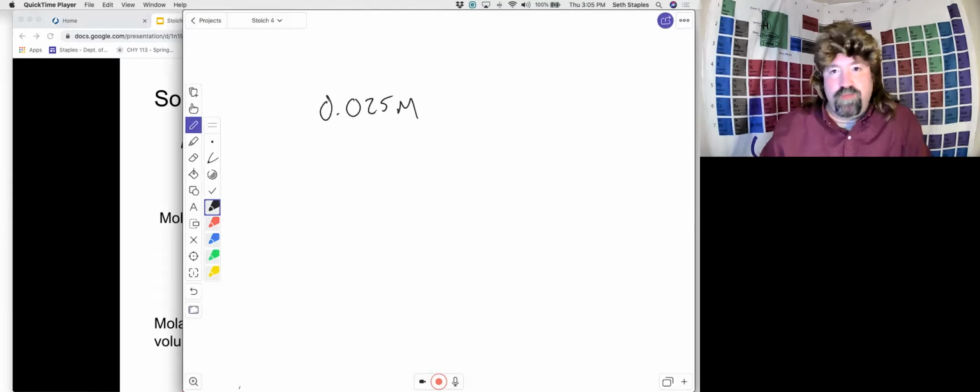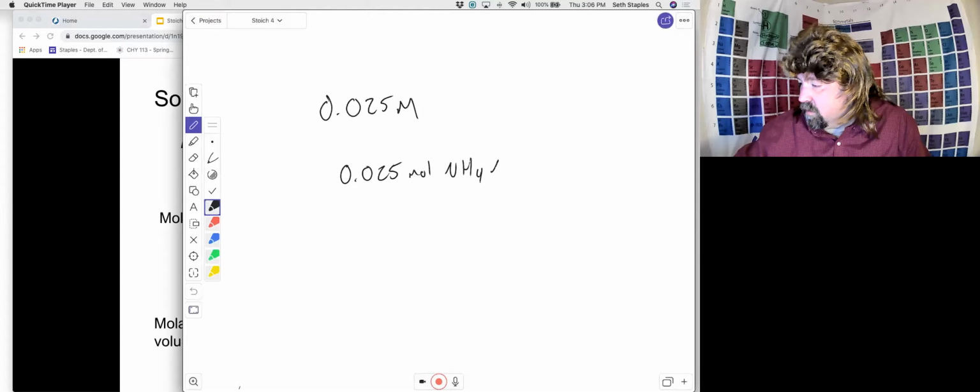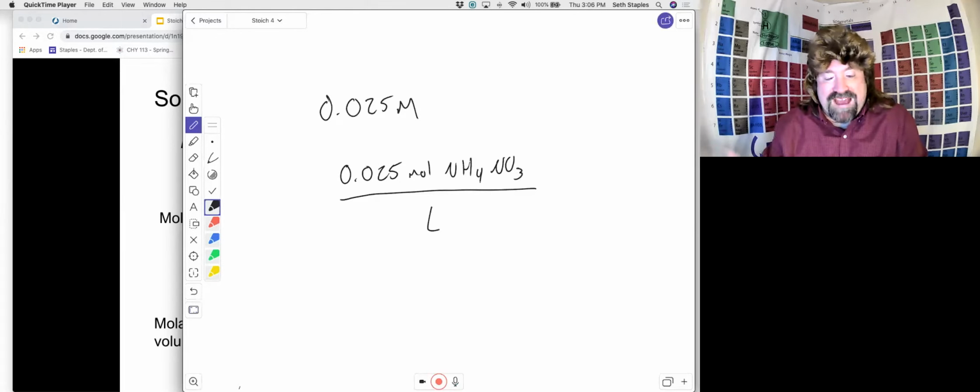So that's 0.025 molar. If we actually write the units out, say for our ammonium nitrate solution we worked with in lab, that's moles of ammonium nitrate per liter of solution. What does this now look like? Hopefully you said it: this is a conversion factor. It's just another conversion factor. It's the way that we're going to transform back and forth between moles and liters.